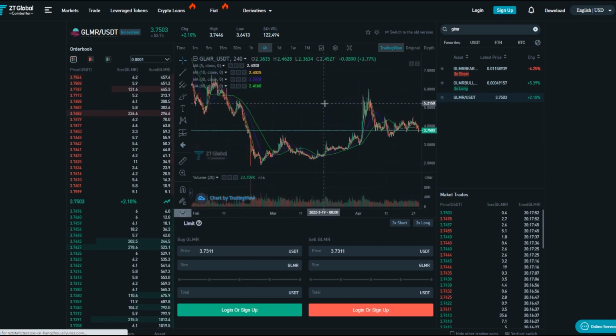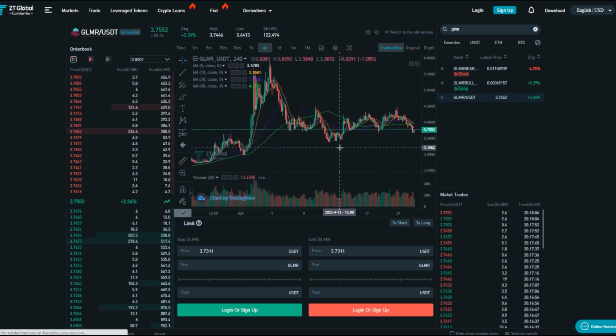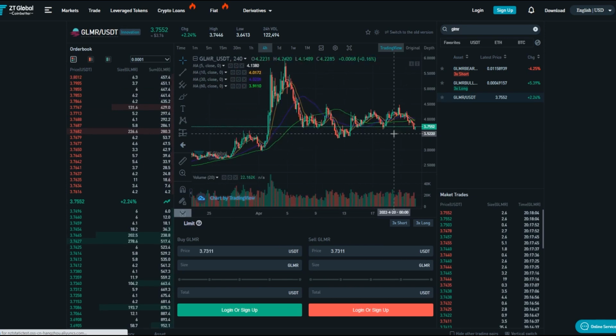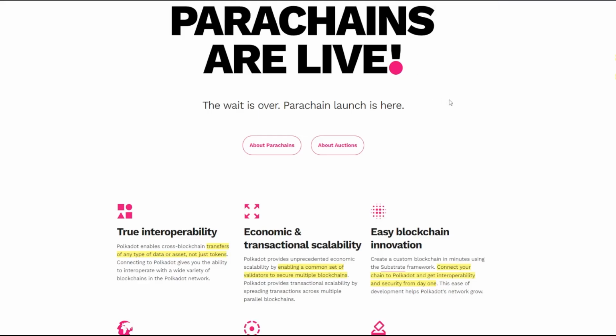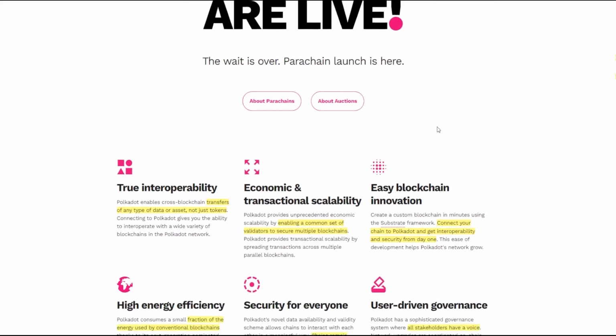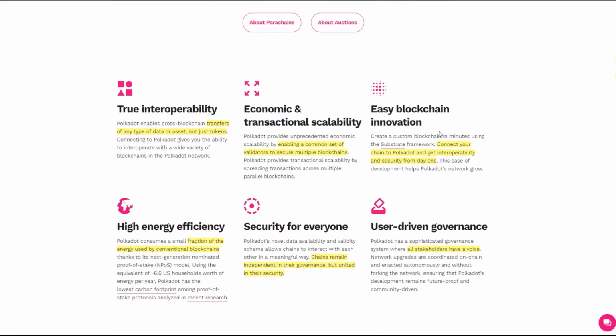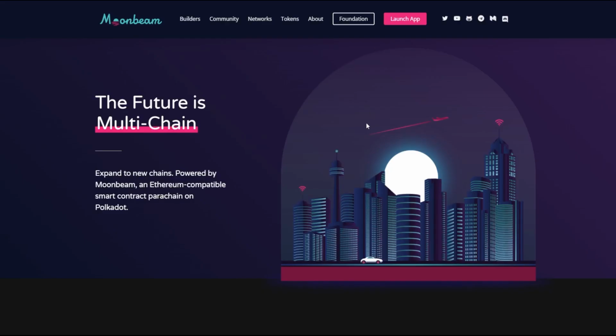On the lower time frames, or on the 4-hour time frame right here, we can see some interesting price action looking pretty bullish at this point, just because the project is a Polkadot related project. Now, what is Polkadot? Well, for those of you who don't know, it's a network that first promoted true interoperability in blockchains, which means transferring not just tokens, but any type of data or asset from one blockchain to another. Also, scalability, blockchain innovation, and a lot of these other benefits, but that's not the point of today's video. The point is Moonbeam or GLMR.